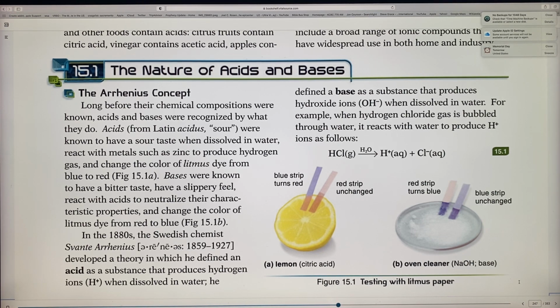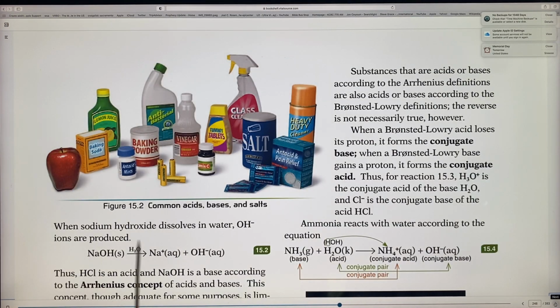So when you have an acid, it's going to react to produce hydrogen. And when you have a base, it's going to react to produce hydroxide. Here's an equation for hydroxide. Sodium hydroxide combined with water, and you get sodium and hydroxide. This is the equation for that.